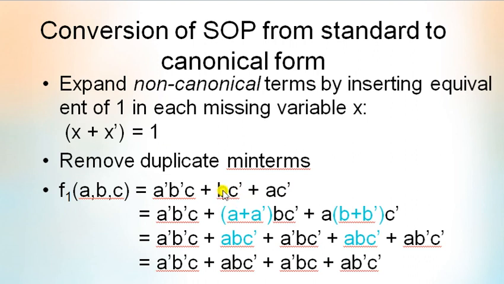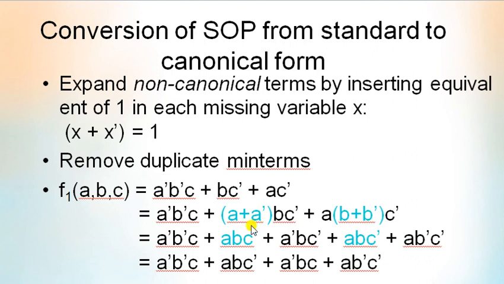So we will add a plus a dash, which is equivalent to 1, so there is no change in the value of this Boolean expression. So add a plus a dash in this term. And here in a c dash, there is no b term, so we add b plus b dash here. So we will expand using the distribution law of Boolean algebra, and we will get the canonical form of a dash b dash c plus a b c dash plus a dash b c plus a b dash c dash. So this is the method to convert the standard form into the canonical form.